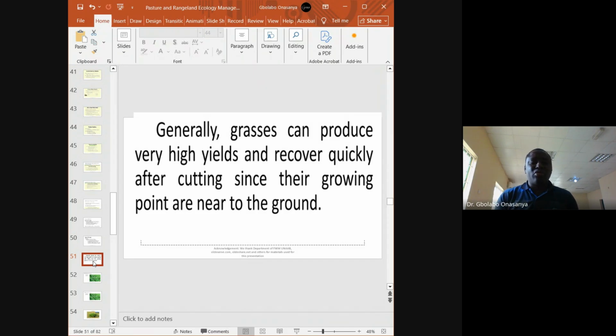Grasses generally produce very high. Grasses are high yielding. When you cut them, they regrow very quickly. Even when cut to the ground, the grasses are high yielding and they grow very fast. So we have different types of grasses: creeping grasses, tall grasses, and medium height grasses.